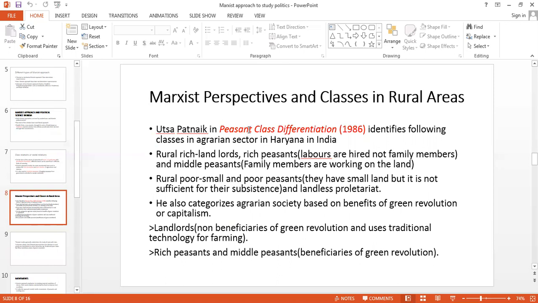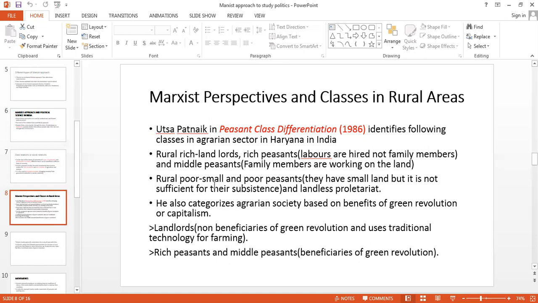Utsa Patnaik, in her book on peasant class differentiation, identifies the following classes in the agrarian sector in Haryana. So which are these classes? It will be divided broadly into two: rural rich and rural poor. The rural rich consist of landlords, rich peasants, where laborers are hired and family members are not working, and middle peasants, where family members work on the land. Please note the difference between rich and middle peasants and landlords: landlords use relatively less advanced technologies in their farming, whereas rich peasants and middle peasants are beneficiaries of the Green Revolution. So they used relatively advanced technology for farming, advanced pesticides and fertilizers. Just analyze the differences.